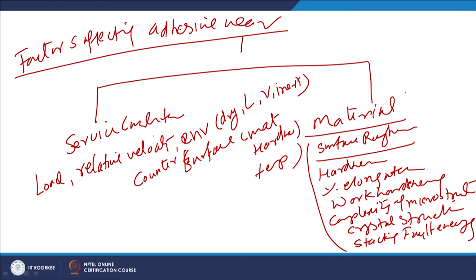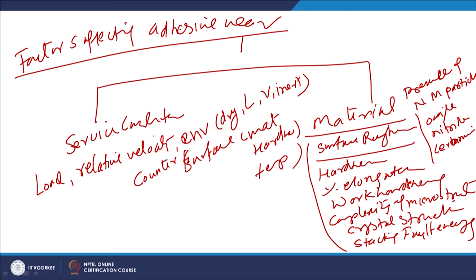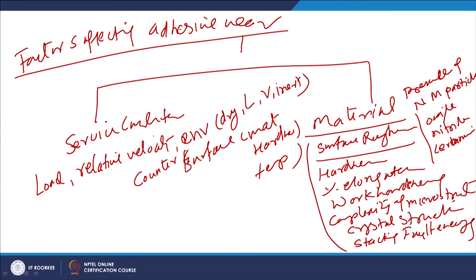In addition to this, we have the presence of non-metallic constituents or particles present in the metallic matrix, like oxides, nitrides or ceramics. These will be reducing the free electron exchange across the interface, which in turn will help in reducing the bonding.